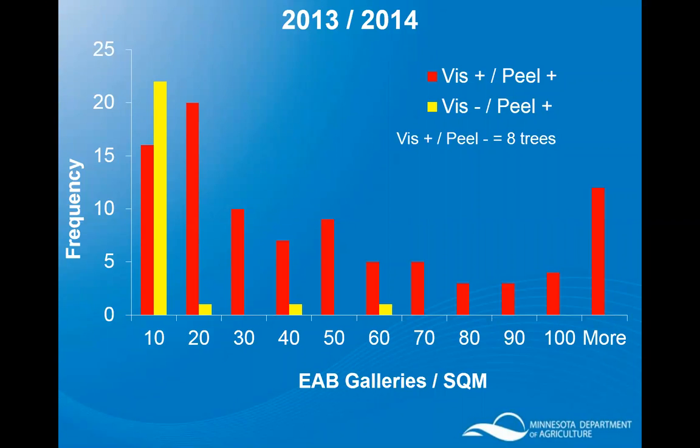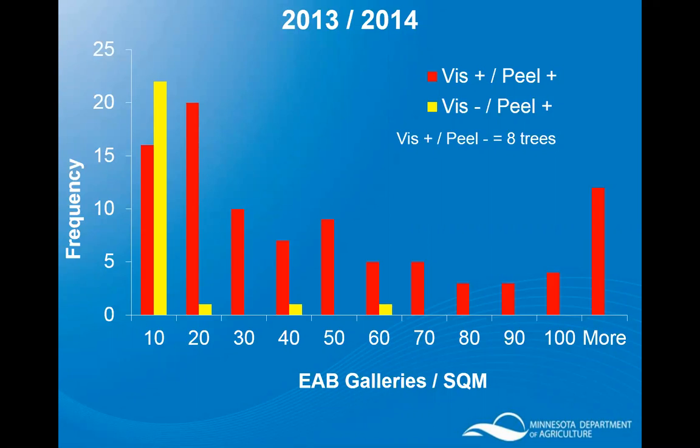However, the issue is also that it takes a fair amount more time and labor to do branch sampling than it does to just walk down the street and visually inspect the trees as you go along. So what I'm comparing in this graph is a comparison between trees that we identified as visually infested and infested through peeling, trees that we identified as infested through peeling but not visually, and then I've got just a note about a few trees that we picked up visually but not through peeling.